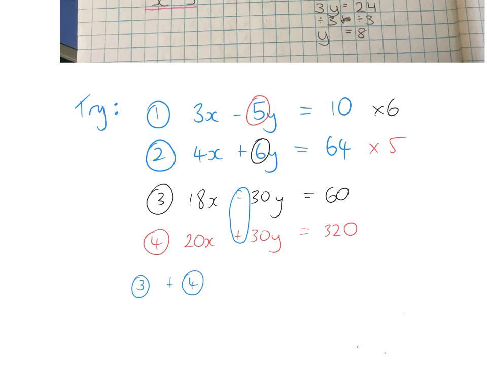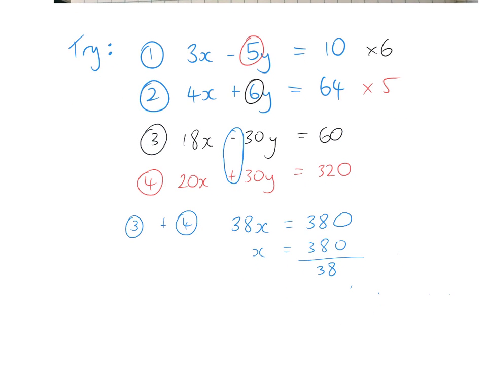So we're going to get 18 plus 20, so we're going to get 38x, and then we're going to get 380 there. Now that's putting me in a good mood, because when I take the 38 across, I'm going to divide by 38, and I can see that it goes into that 10 times, so x equals 10. Don't forget your substitution line though, that's really, really important.